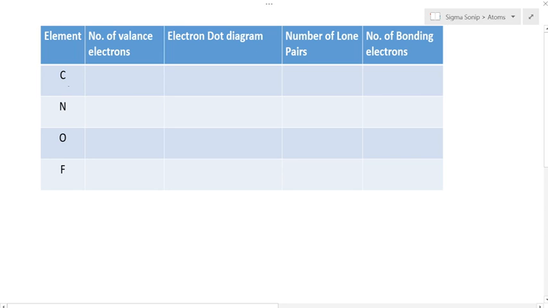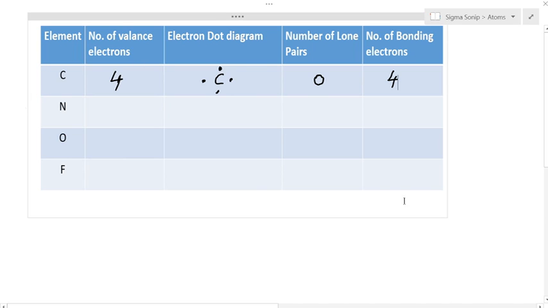So in carbon, we know that there are 4 electrons in the valence shell. So the number of valence electrons is 4. For the electron dot diagram, because there are 4 electrons, we start with unpaired electrons, and that's what we have. If we had 1 more, then we would start pairing them up. So this is the electron dot diagram of carbon. For the number of lone pairs, we see that there is not even a single lone pair, and the number of bonding electrons available is 4. Now I think it would be okay for you to pause the video and have a go at these 3 other elements.